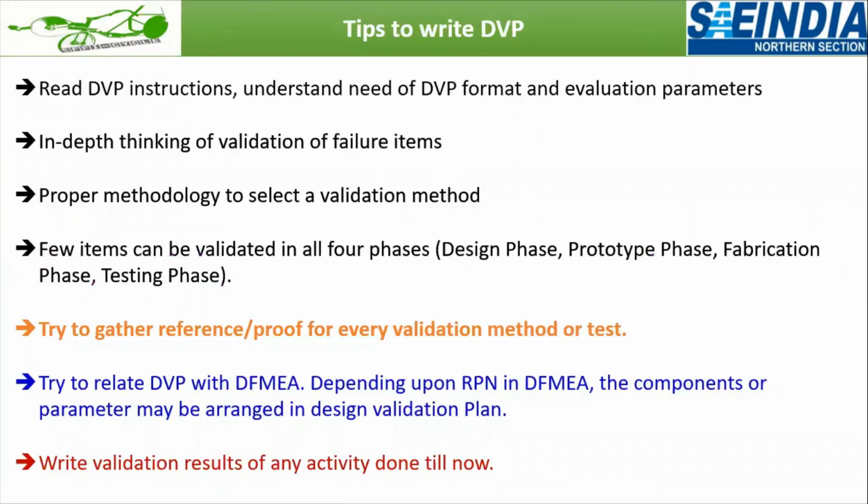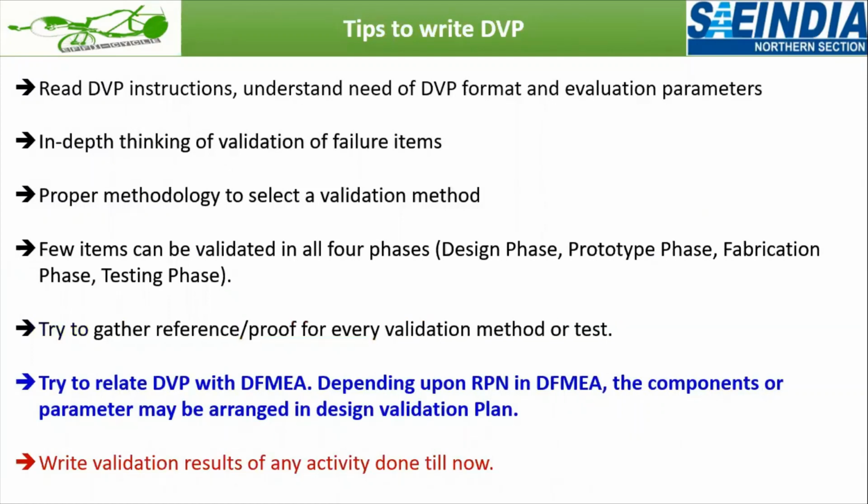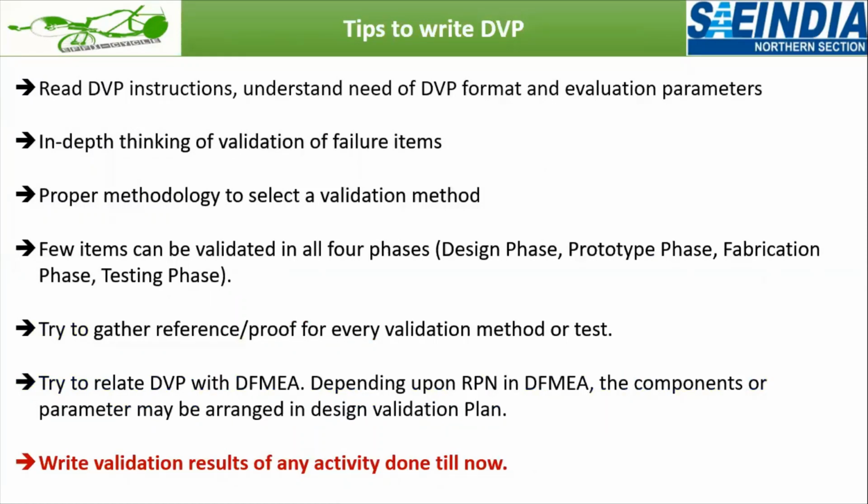Then try to gather references or proof for every validation method or test. It will help to justify the validation method or test chosen for the particular component or system. Try to relate DVP with DFMEA. Depending upon the DFMEA RPN number, you can arrange the component or parameter in DVP. The last one: till now, if you have done any validation, then write the validation result in the validation observation or remark.